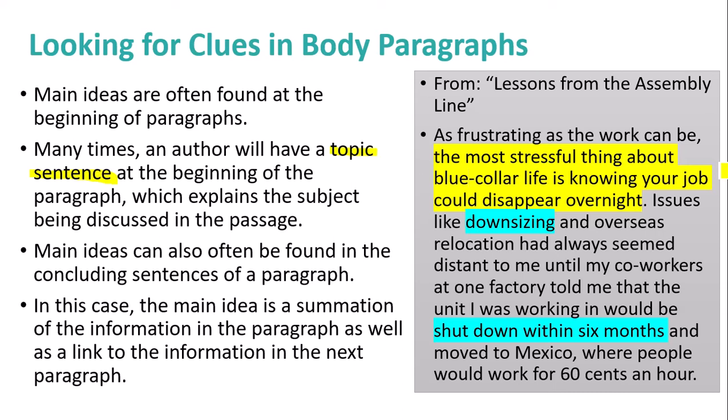And the proof or evidence or details he gives for that main idea would be downsizing, overseas relocation, and factories shutting down. So he's got 3 details that add to that main idea of a lack of job security. And a lot of times this is how paragraphs will be structured. They'll have this topic sentence, and then they'll have details going into explaining or supporting the idea in the topic sentence. So you can always look for that structure. It's not going to happen all the time, but it will happen a lot of the time.